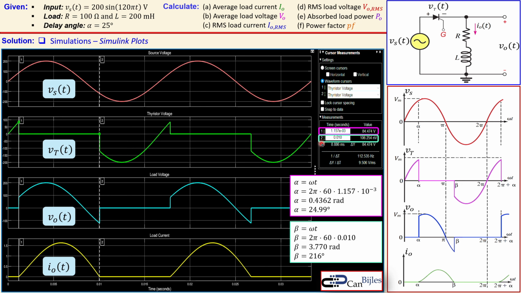The next one, which is this second label, is at 0.010 seconds. And then you see it still at that 0 level almost. That is actually our beta. If you do the calculation here again in a similar form, you get 3.77 radians. And we had calculated 3.79 radians, so very close to what we have calculated. So this is the beta.